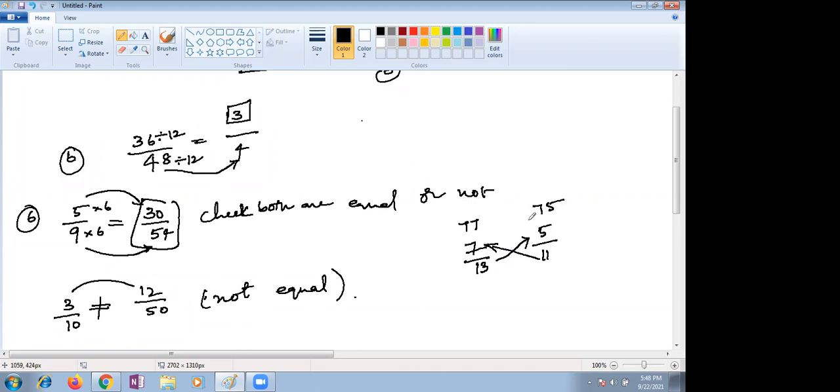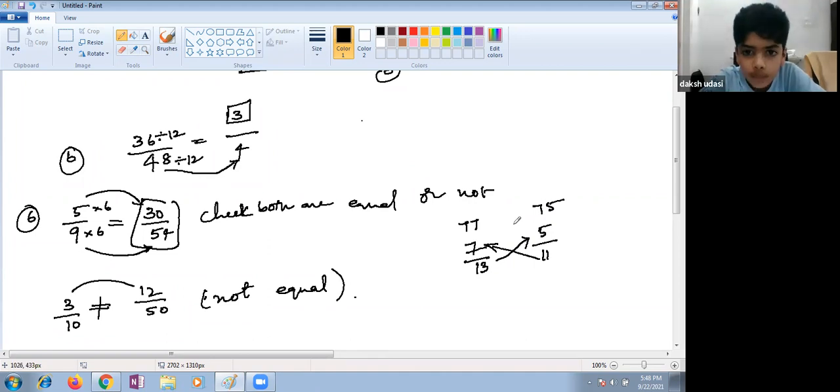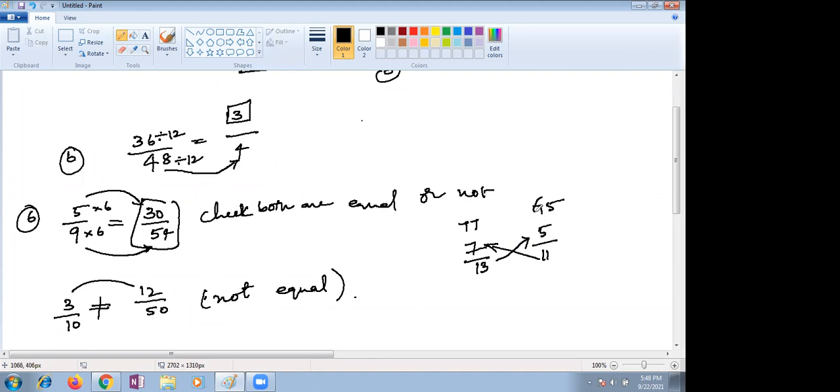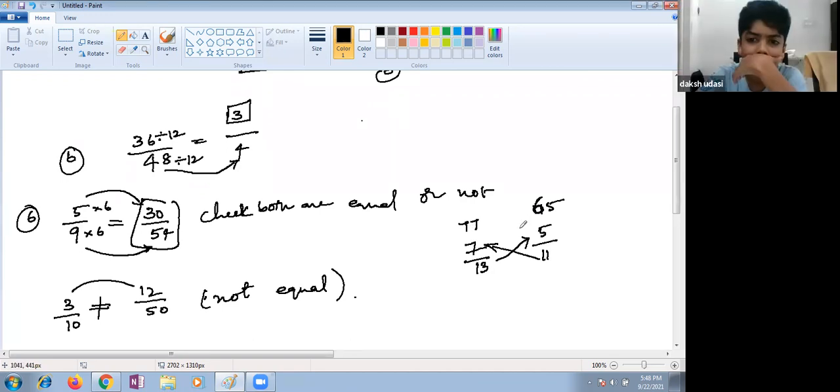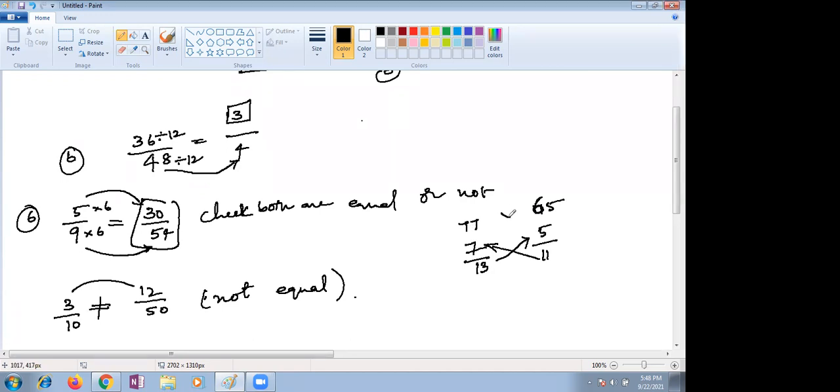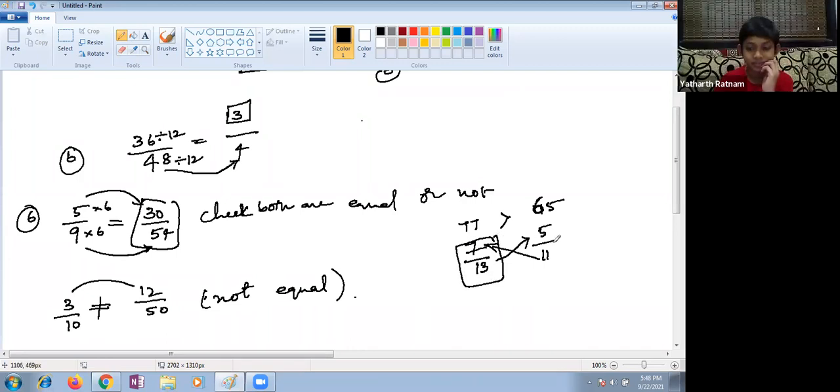75. Right? Ma'am, 65. Sorry, 65. So are both the same, 77 and 65? No, ma'am. So which is greater? This fraction. 77 is greater, ma'am. Yes, ma'am, that's great. Like that you need to compare, children.